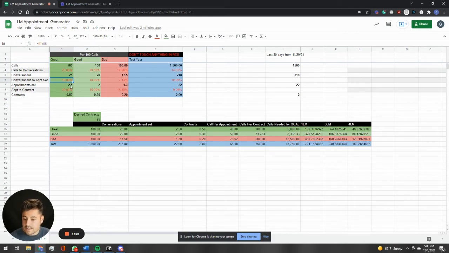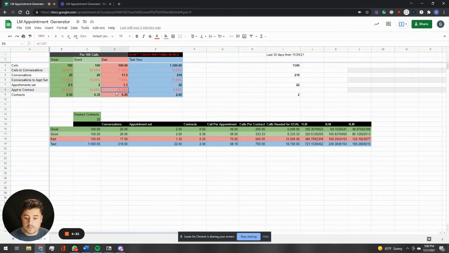In this instance, we would have 2.5 appointments set. We would have 2 here. We would only have 1.3. Now, go down to appointment to contract. Ideally, in a perfect world, we want to be closing 1 in 5 deals at least, right? Great, we'd be doing 1 in 5. Good, we'd do probably 1 in 6 or something, whatever, 15%.